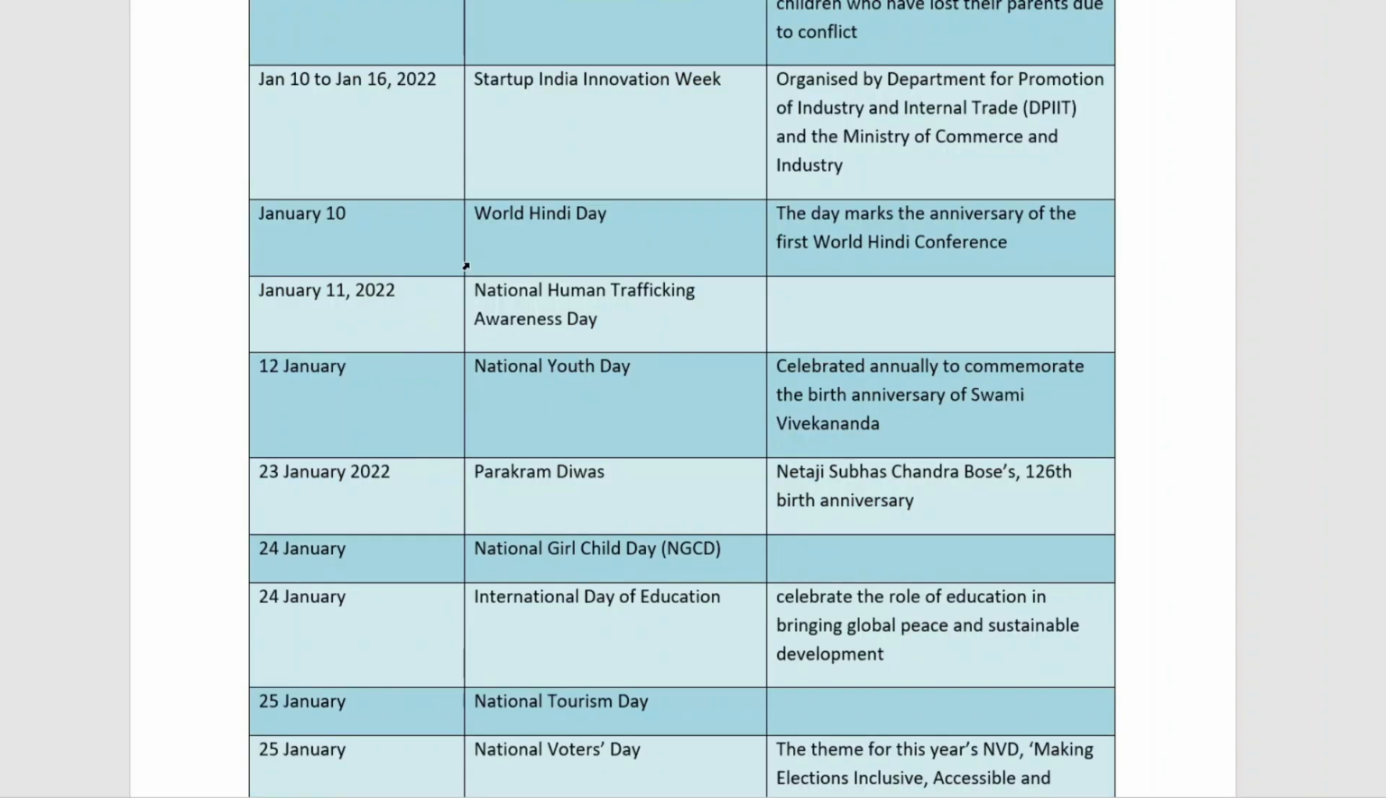The next important day is World Hindi Day. World Hindi Day is celebrated on January 10th. See, we have National Hindi Day, which is celebrated on September 14. Now World Hindi Day is celebrated on January 10th. The day marks the anniversary of the First World Hindi Conference. That means on 10th January, they held a World Conference on Hindi. That is the reason we celebrate January 10 every year as World Hindi Day.